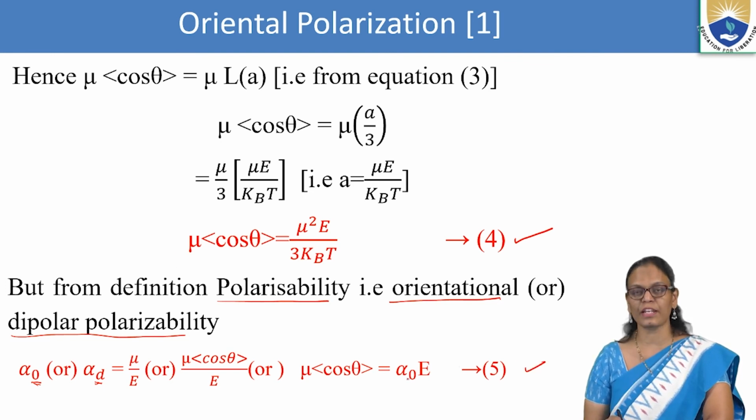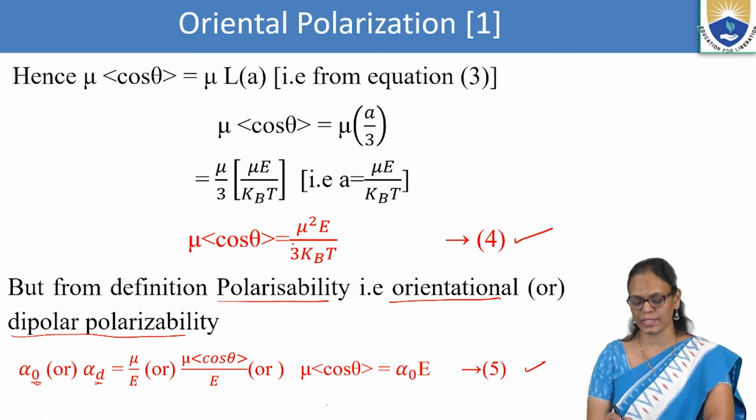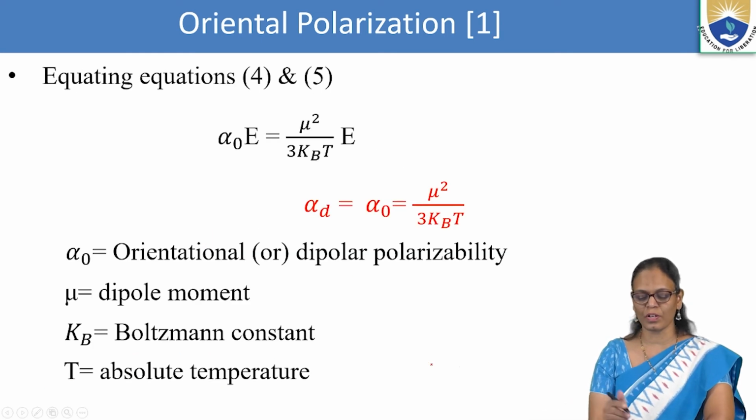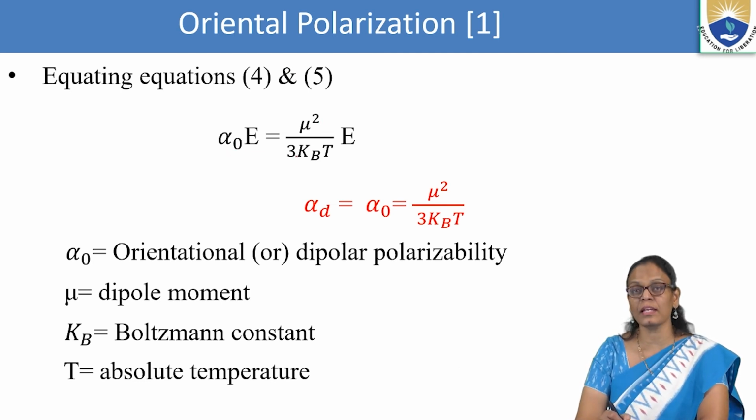In 5 also the left hand side is mu cos theta. So we are going to equate the right hand sides. So mu square E by 3 kBT should be equal to alpha naught E. So that is what we are doing here. Equating 4 and 5, we are getting alpha naught E is equal to mu square by 3 kBT into E. Now this E and E get cancelled.